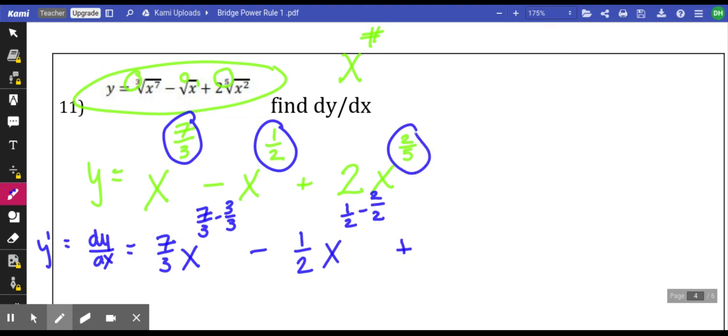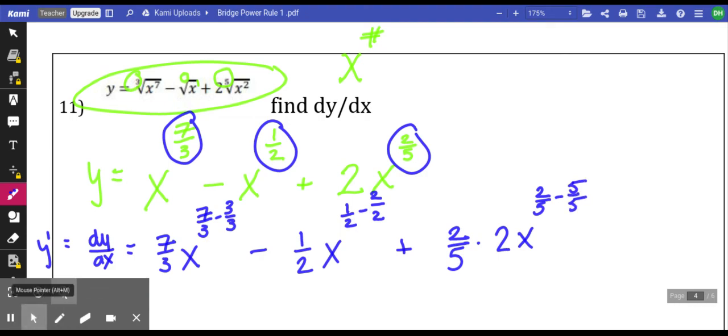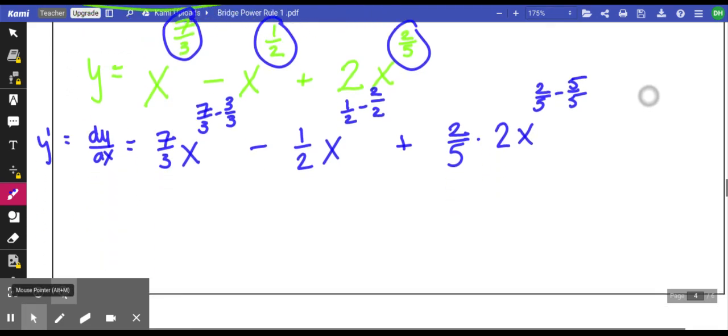Plus, bring the exponent down, 2/5, leave whatever's there. Remember, it's a times, 2x, and I'm going to say 2/5 minus 1, but in this case, I'm going to call it 5/5 because I want those denominators to be the same. And now we're just going to carefully clean these up.